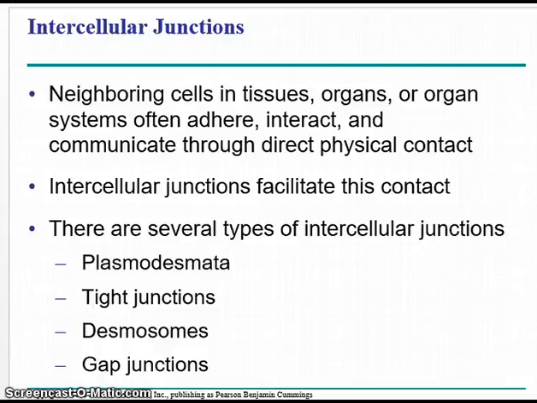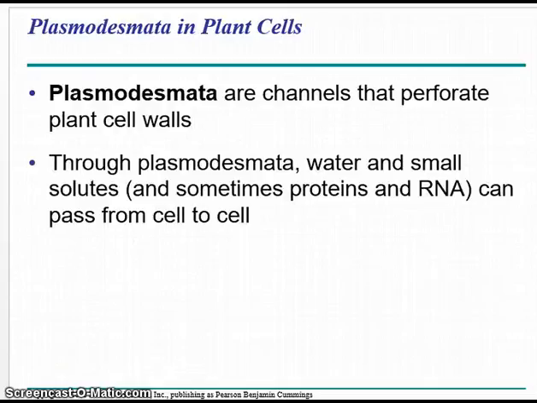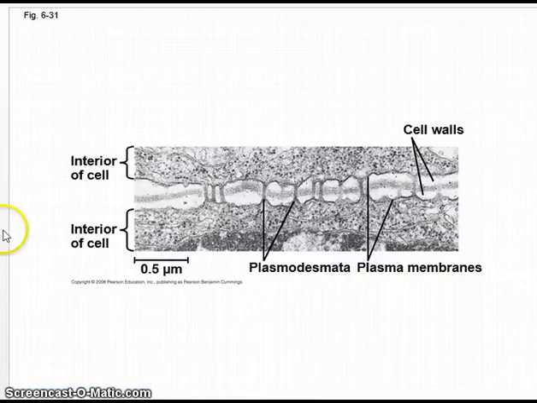Intercellular junctions are the answer to this. This is how they actually do that. There's plasmodesmata, tight junctions, desmosomes, and gap junctions. Plasmodesmata are in plant cells, and they are little channels that actually go through the cell wall. So there's little tunnels that go from one plant cell to another plant cell. So on the top here, this is one plant cell, this is another plant cell, and these lines that are going vertical are the plasmodesmata. They're like little tunnels where molecules and signals can go from one plant cell to another.